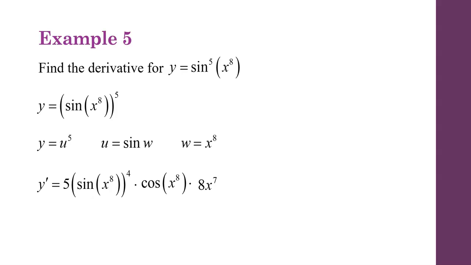And last thing we do, again, in this case, is clean it up. I can put 5 times 8x to the 7th in front. That's 40x to the 7th. Rewrite our sine of x to the 8th quantity to the 4th as sine to the 4th of x to the 8th. And cosine of x to the 8th remains cosine of x to the 8th.